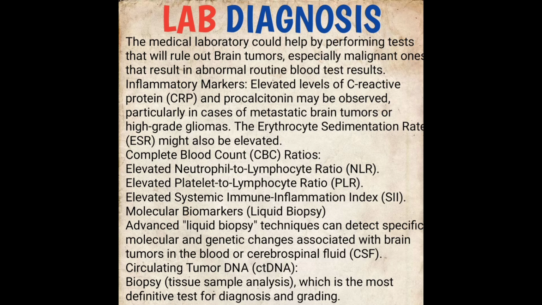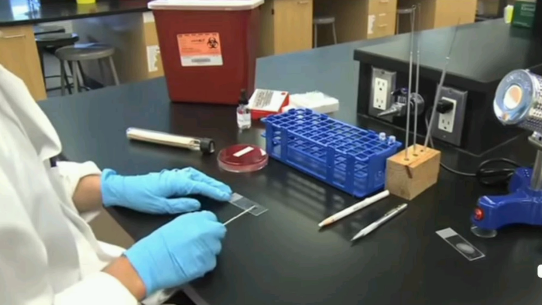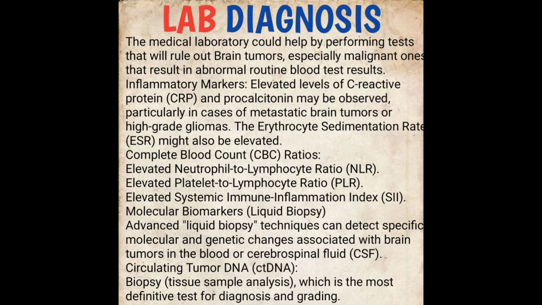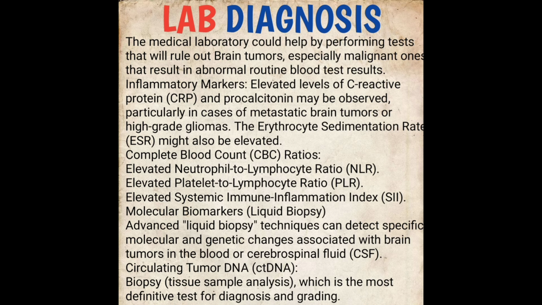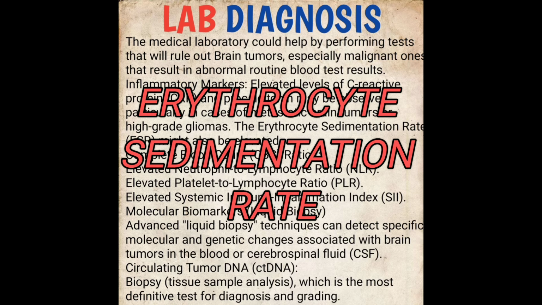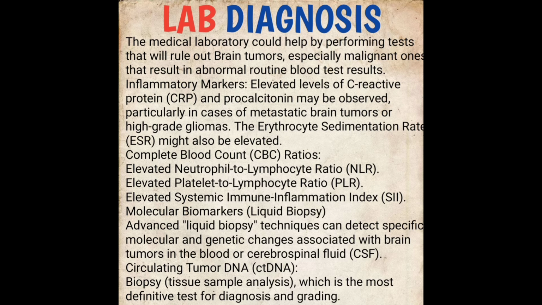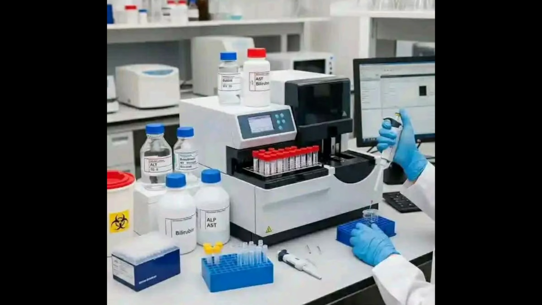The laboratory could be very useful, especially when we perform some tests just to know whether there is any abnormality or derangement that could pinpoint suspicion of a brain tumor. It's not truly a screening test, but the malignant ones that result in abnormal routine blood test results are what we check for. For example, inflammatory markers, elevated levels of C-reactive protein, and also the erythrocyte sedimentation rate. We could also look at the complete blood count, where we look for elevated neutrophil to lymphocyte ratio.